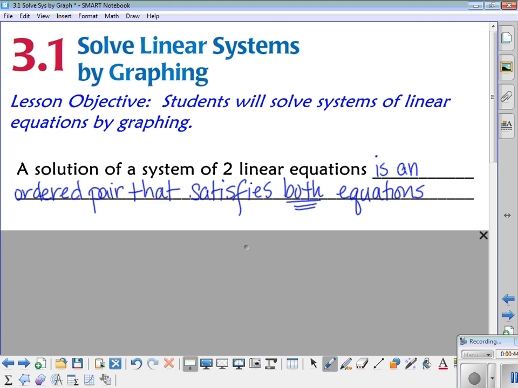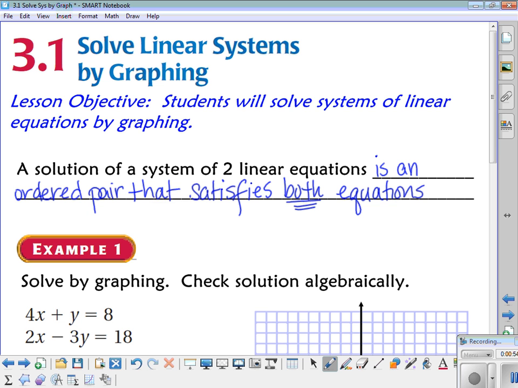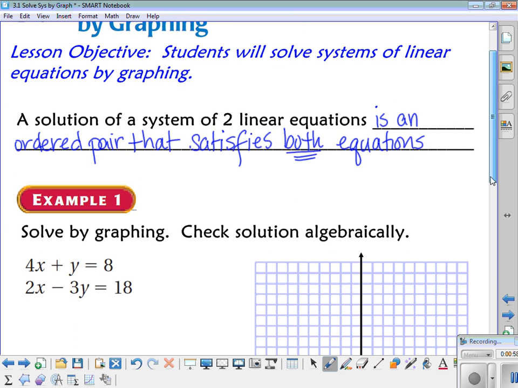The solution is an ordered pair that satisfies both equations. And of course, the system is just two equations with two variables. So it can't work in just one of them. It has to work in both of them.